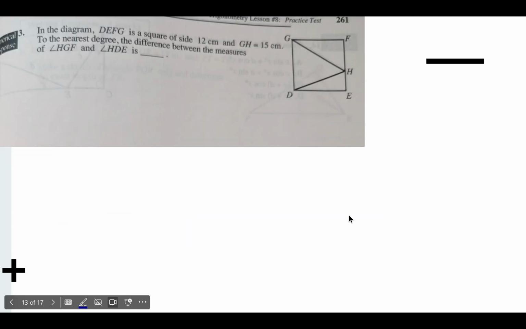Okay, so moving on, getting closer to the end here, we have another example where you have to fill in some sides. It's telling you have a square, and if there's a square, every single side, so this whole side would equal 12, 12, 12. It also tells you from G to H equals 15, and then it's asking to the nearest degree the difference between angle HGF and angle HDE.